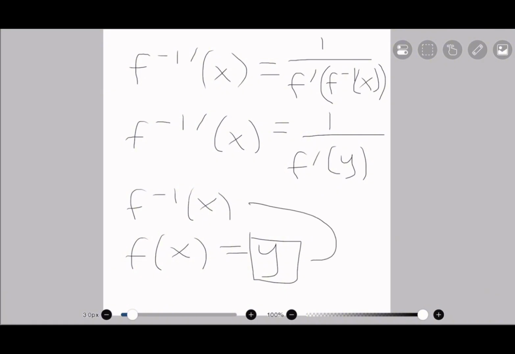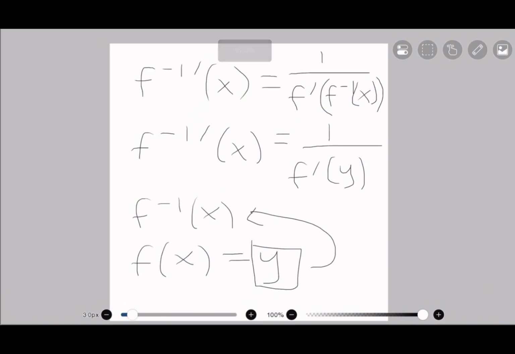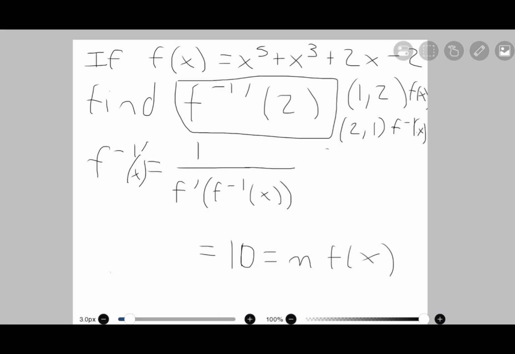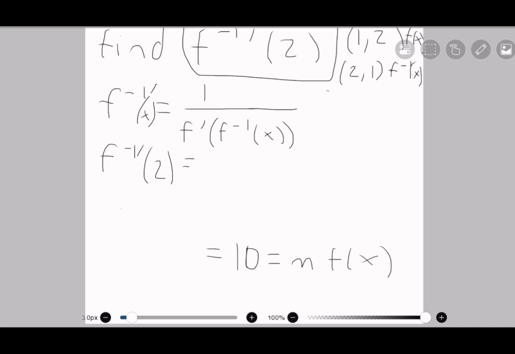And this will be that value. Okay. So let's use the problem we were just working on. So we have f, the inverse derivative of 2, which is, okay, so we are going to fill in what we know because we have solved the equation. So we have 1 over f prime of f inverse of x.